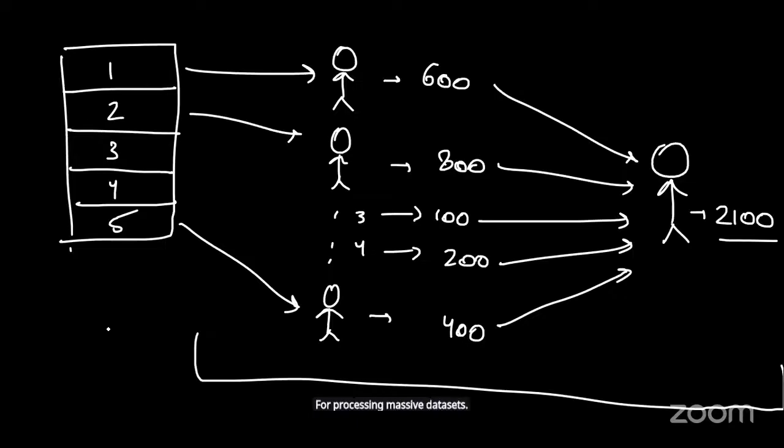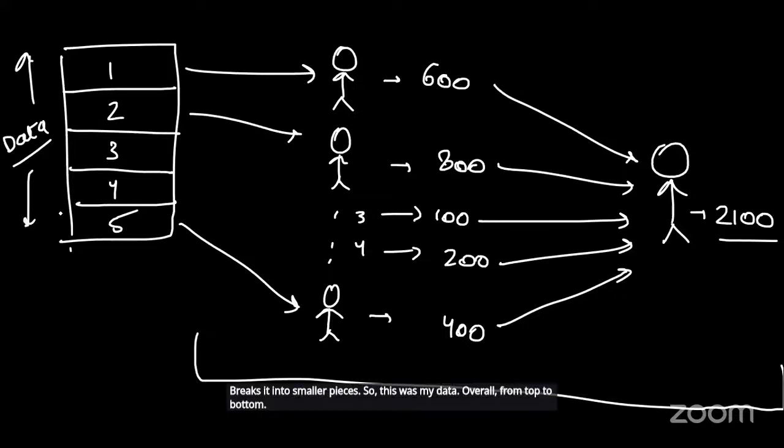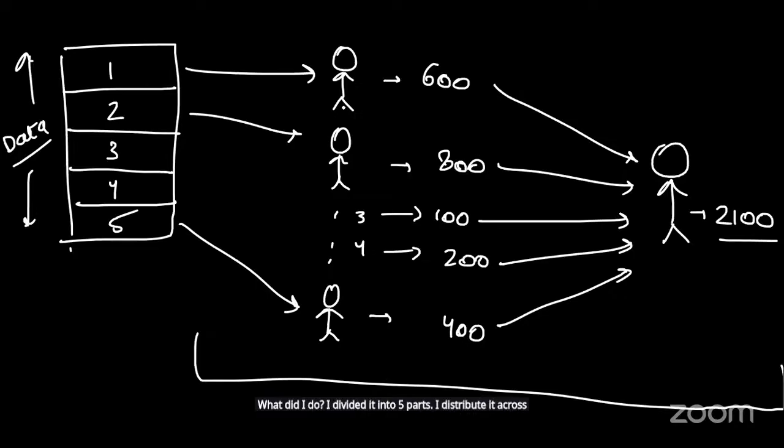It takes the huge data problem, breaks it into smaller pieces. So this was my data overall from top to bottom. What did I do? I divided it into 5 parts. I distributed across 5 nodes, right? I'll tell you about nodes and all. As of now, what we did, 5 books were there in total. We divided that workload among 5 different people who performed the analysis in parallel. And then I got the result. If only one person was doing it, he'll do book number 1 first, then go to book number 2, then go to 3, 4, 5.